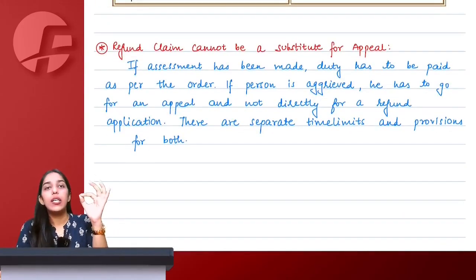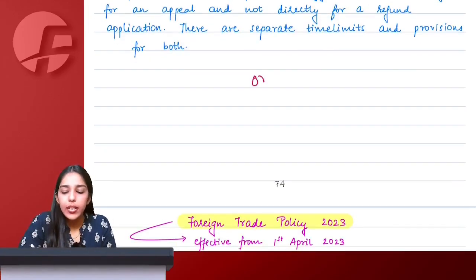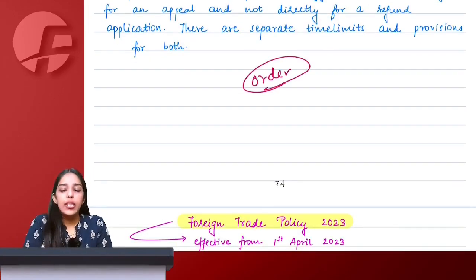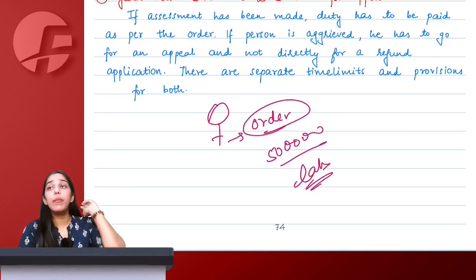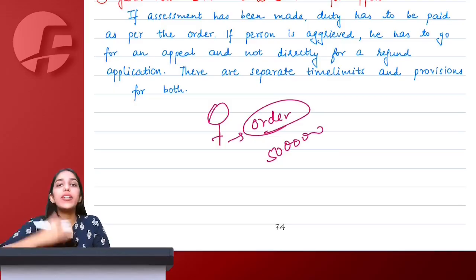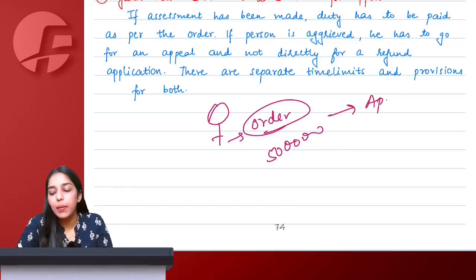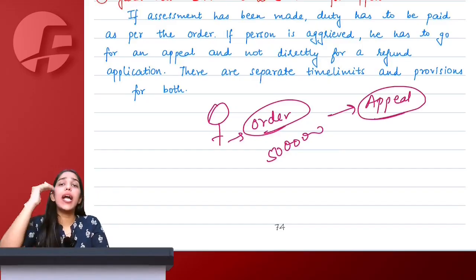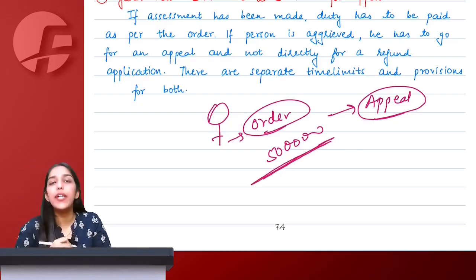The law says refund application is not a substitute of appeal. Let's say I got an adjudication order. The proper officer issued me an order saying I need to pay 5 lakh duties. I paid 5 lakh duty. I had to pay because an order was issued on me. Now, if I want to protest against this, I am not accepting this 5 lakh. I paid because order was issued on me. I need to go make an appeal. I will go to the higher authority, I'll go to tribunal, I'll go to court, I'll make an appeal that I was not required to pay this 5 lakh.